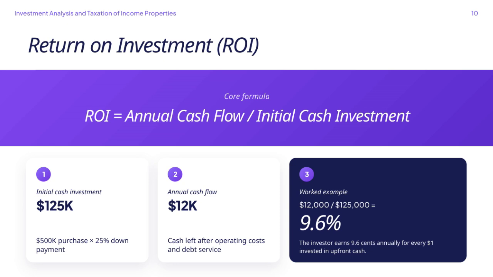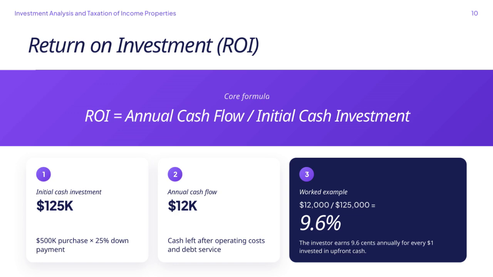This is the money you actually keep each year. To find the ROI, you divide the $12,000 annual cash flow by your $125,000 initial investment. Doing the math, that's 9.6%. So, for every dollar you invest up front, you're earning about 9.6 cents back annually. This percentage is a key indicator of how well your investment is performing and is critical in analyzing and comparing income properties.